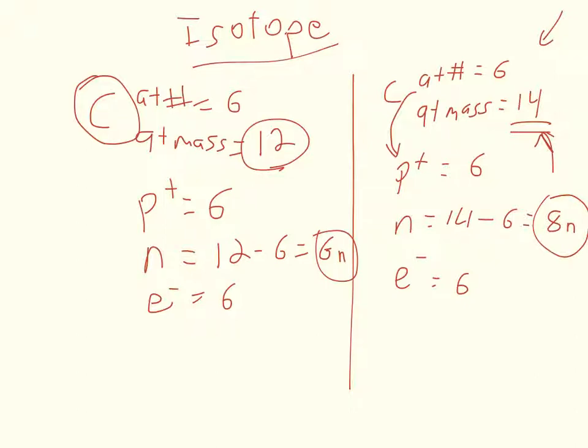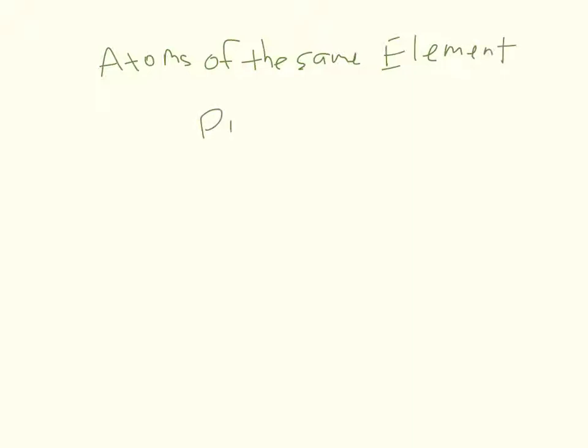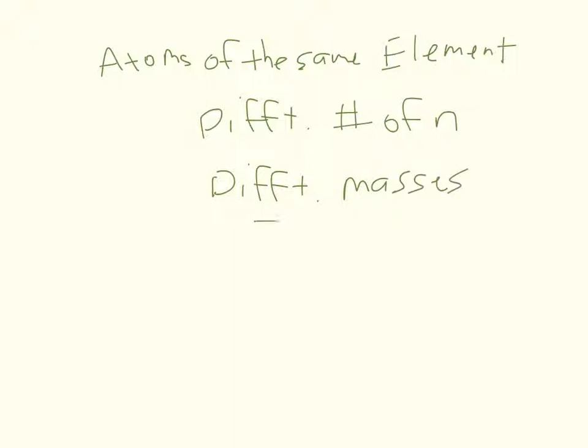So let me go to a new page. When you have isotopes, what that means is that you have atoms of the same element with different numbers of neutrons, which means different masses. And they are different from what you would normally expect to find using the periodic table.